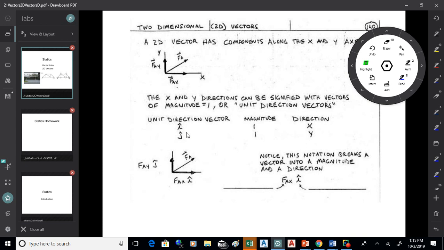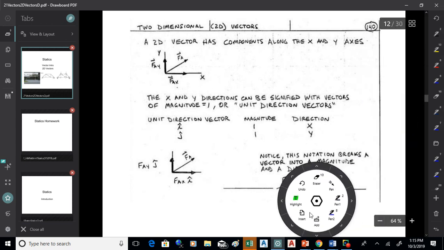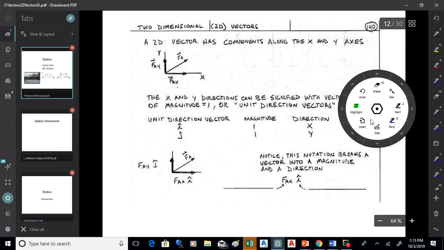So let's have a look at page 140 here. And let's see how we would do that same process that we did, but this time by using trigonometry to work through the vectors. All right. So a 2D vector, and we're going to stay in 2D to begin here, has components along the x and y axes.